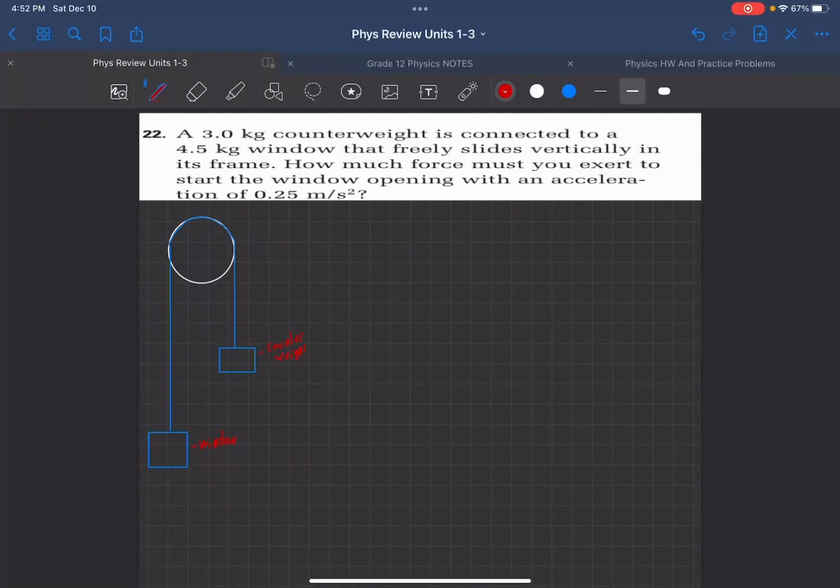Okay, question 22. This is going to be a harder type of Atwood machine problem that requires a little bit more thinking. So a 3 kilogram counterweight is connected to a 4.5 kg window. So we're saying this guy is the window, 4.5 kg, and this is the counterweight, 3 kilograms. Connected to a 4.5 kilogram window that freely slides vertically in a frame, how much force must you exert to start the window opening with an acceleration of 0.25 meters per second squared?